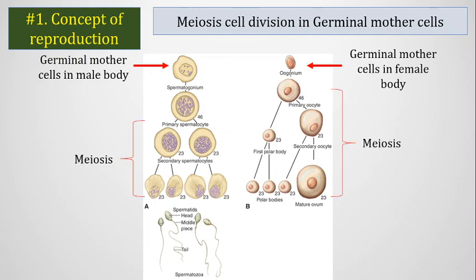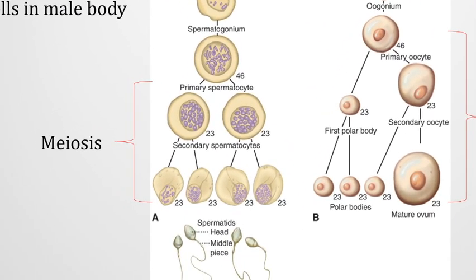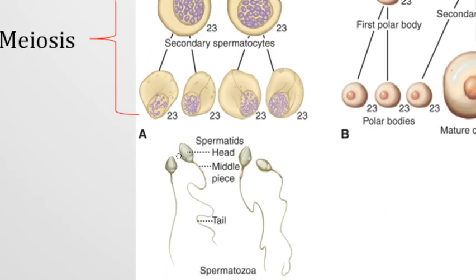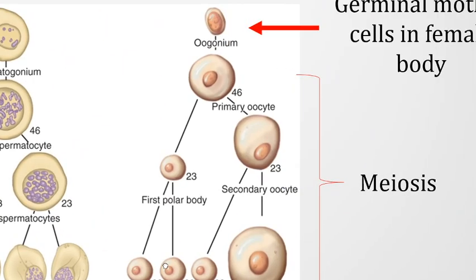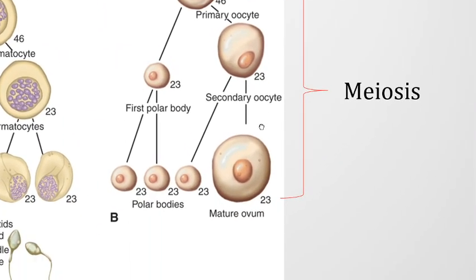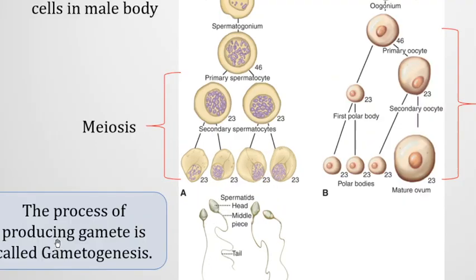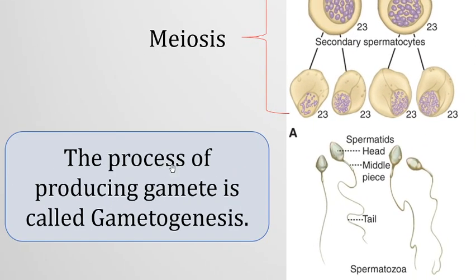And what they do, they undergo meiosis cell division to produce four haploid gametes. So in the male body eventually that will turn into sperms, and in the female body that will eventually turn into ovum. This process of producing male gametes and female gametes in the reproductive organ is called gametogenesis. So the process of producing gametes is called gametogenesis.